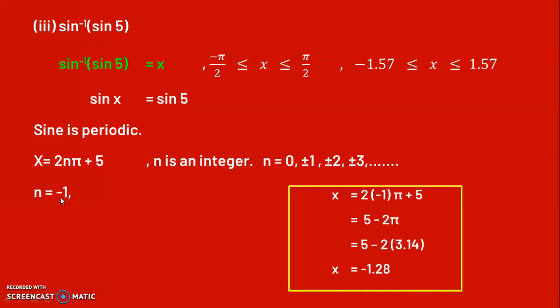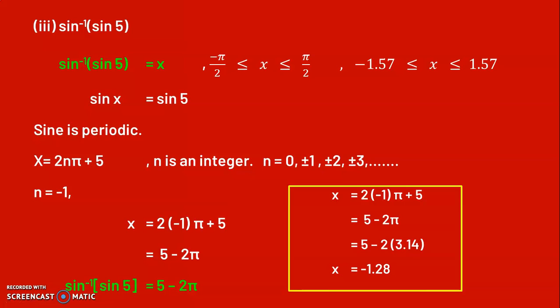Okay. So for n equal to minus 1, your x is equal to 2 into minus 1 into pi, plus 5, which is equal to 5 minus 2 pi. Okay. So your x is now 5 minus 2 pi. What is your x? That is sin inverse of sin 5 is your x. So your sin inverse of sin 5 is equal to 5 minus 2 pi. So we have found the value of sin inverse of sin 5 here.